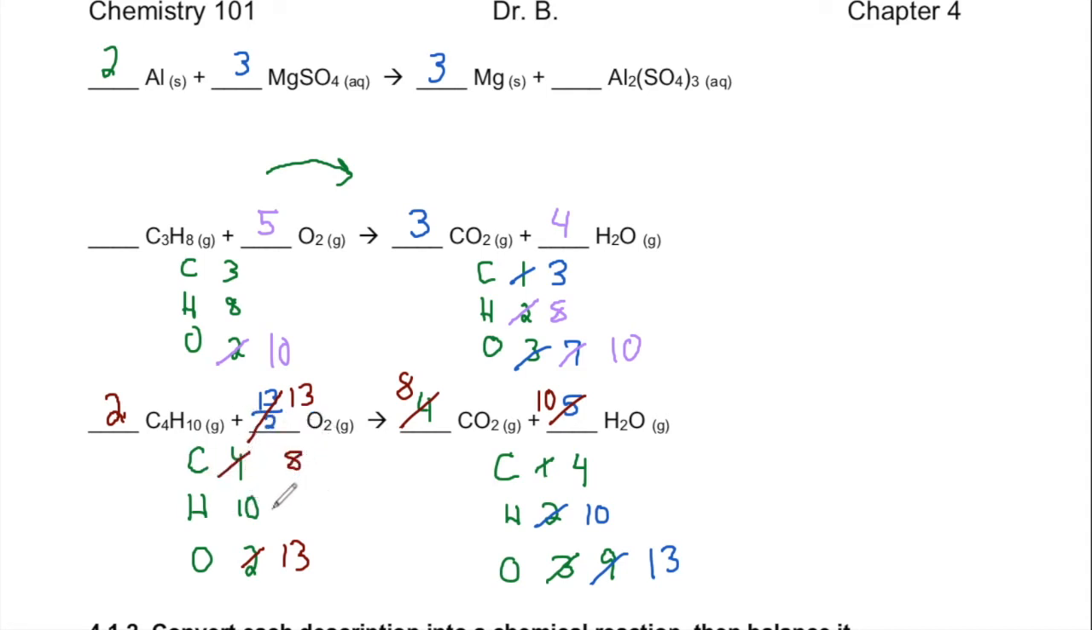But we now have 8 carbons on the left, and we also have 8 carbons on the right. We have 20 hydrogens on the left, and we have 20 hydrogens on the right. And we have 26 oxygen on the left, and our 8 carbon dioxide gives us 16. Our 10 water gives us 10. So we have 26 oxygen on the right as well. So it's still balanced, which makes sense because we doubled both sides, so they should both still be balanced.